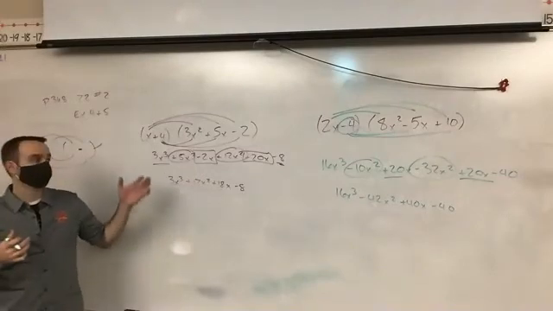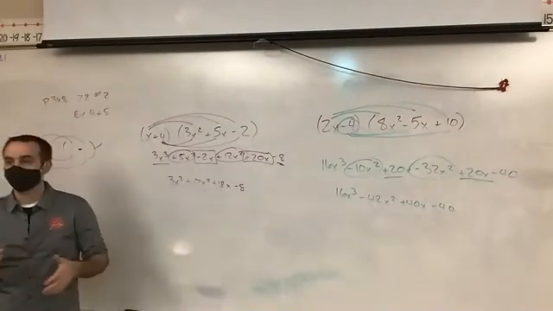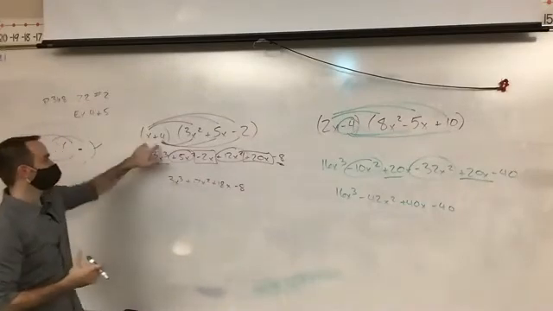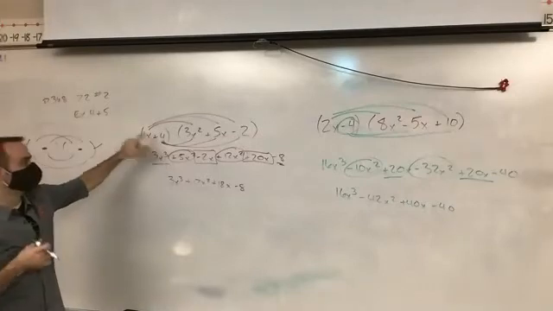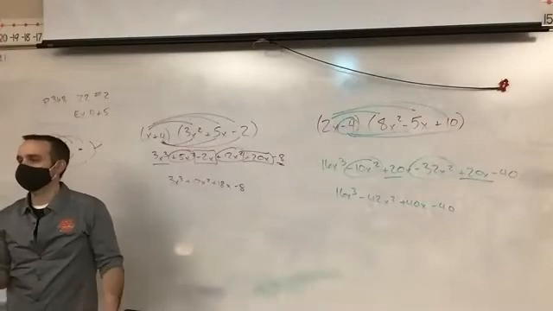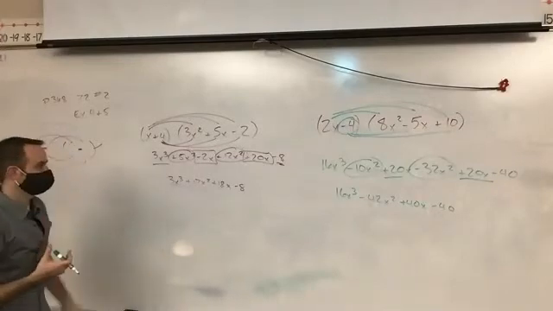Now we could do this with any number of terms, right? If I added a third term on here, then I just take that third term and I distribute it to all three. We're really not going to see that, but we could do it.